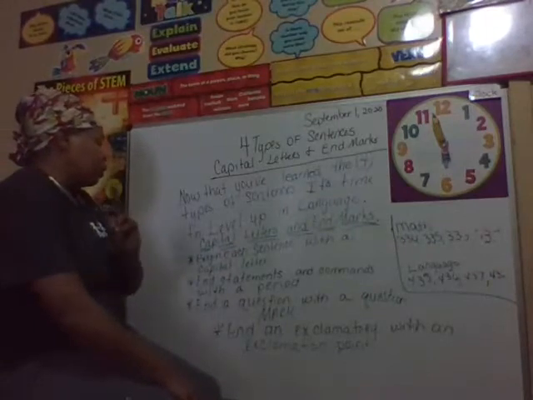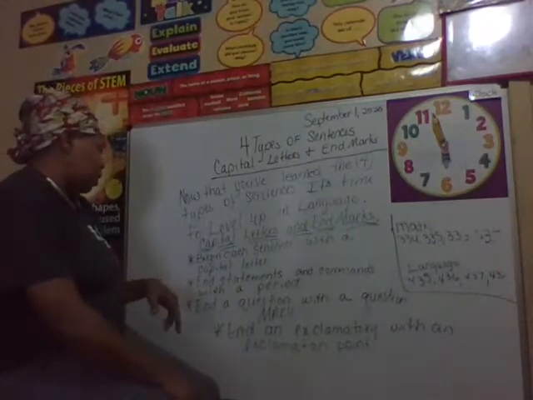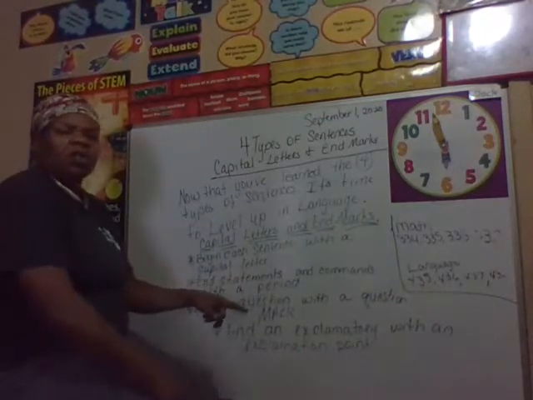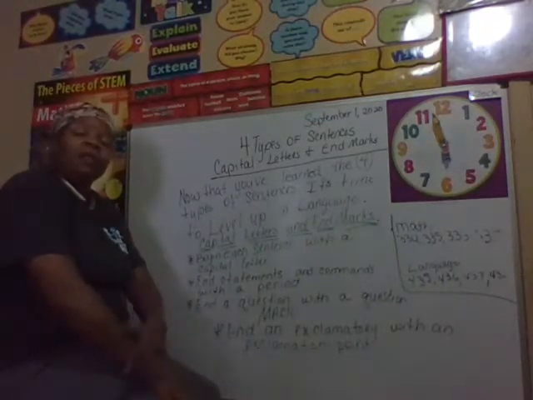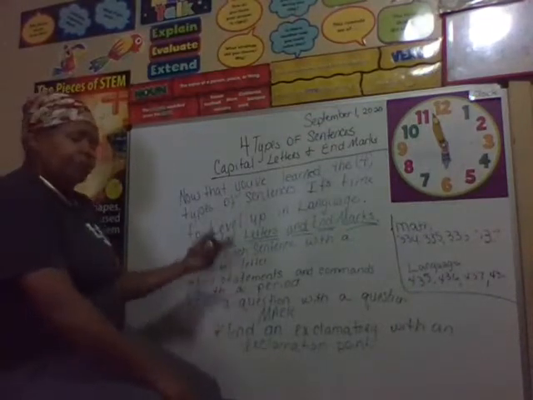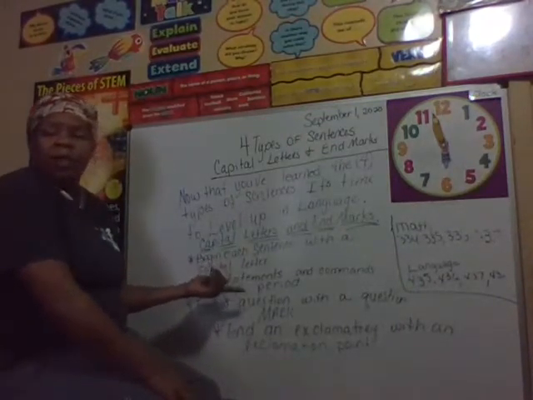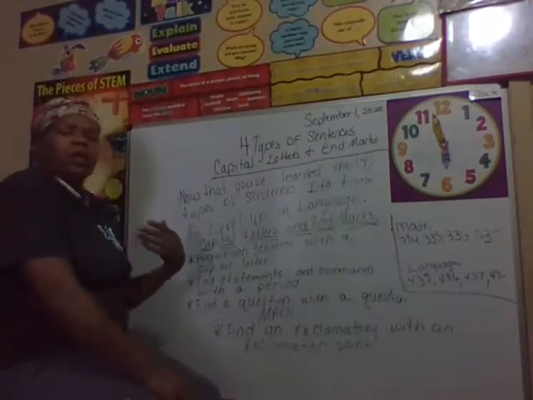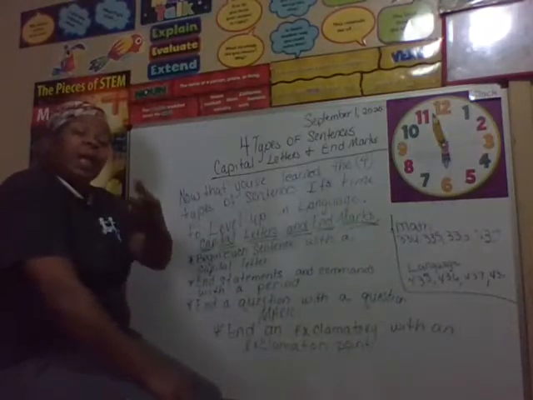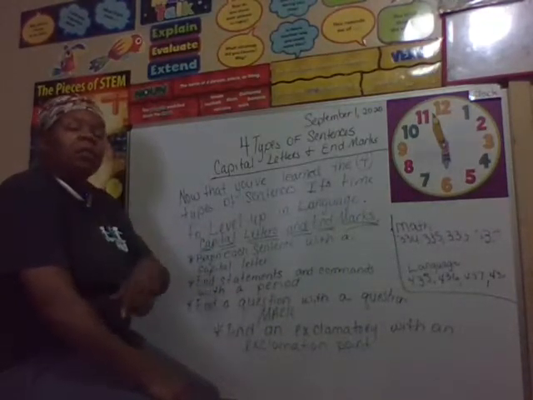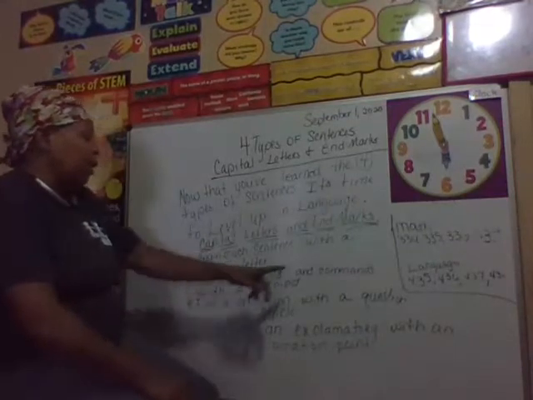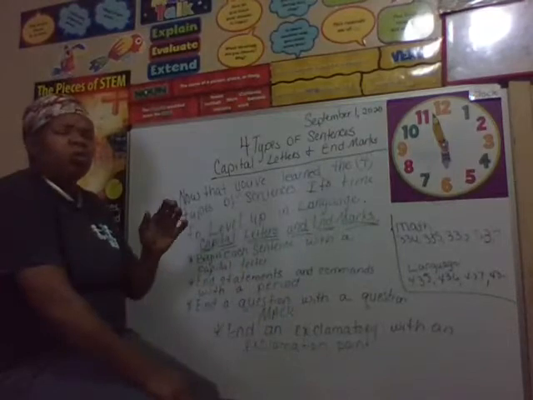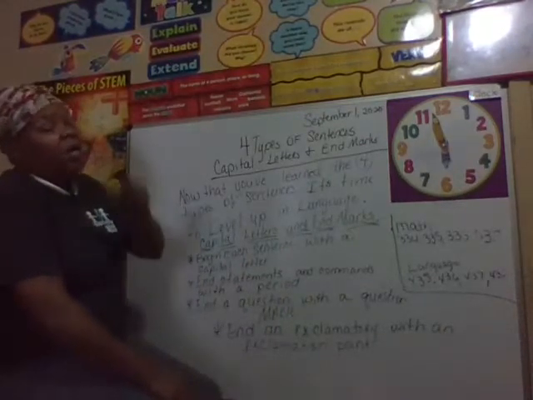Number 2 rule for capital letters and end marks is end statements and commands with a period. Those are those declarative sentences and those imperative sentences. A declarative sentence makes a statement, which means it just gives you information. It simply tells you something. It doesn't tell you to do anything. It just tells you something, simply like I'm doing right now. I'm just giving you some information. And commands, those are your imperative sentences. Those are kind of like rules that mom and dad lay down when they tell you, go clean up your room.